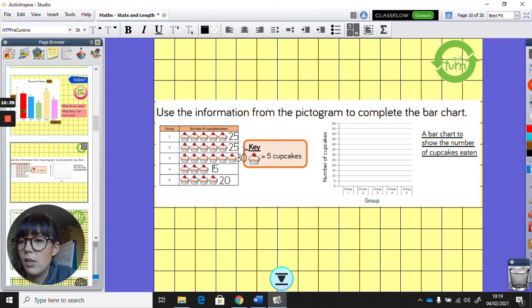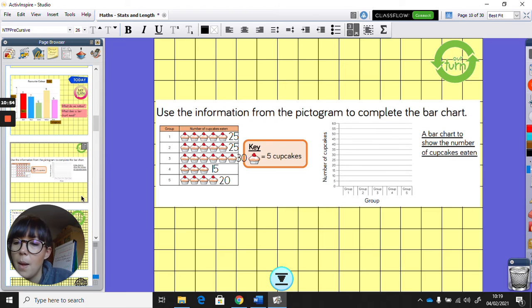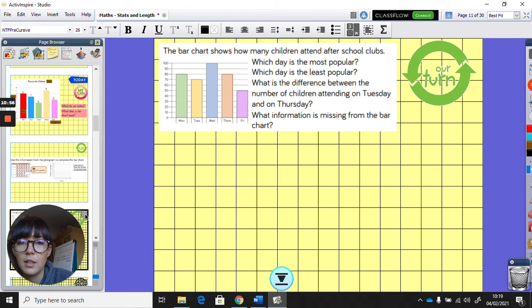Don't forget to use a ruler. Pause the video here. So, you should have had a go at doing your bar chart, and what I would like you to do is I would like a grown-up to take a picture of your bar chart and send it in on Class Dojo so I can have a look at all your fantastic bar charts.